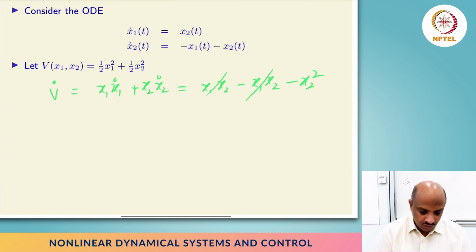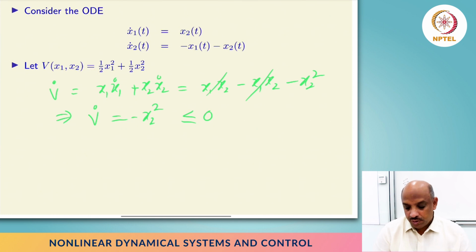We will get V dot is equal to minus x2 squared, which we know is less than or equal to 0, but it's not strictly less than 0, because for any value of x1, this can become 0. So it's not strictly less than. So we cannot conclude asymptotic stability, right? Though that's not the goal in this particular example.